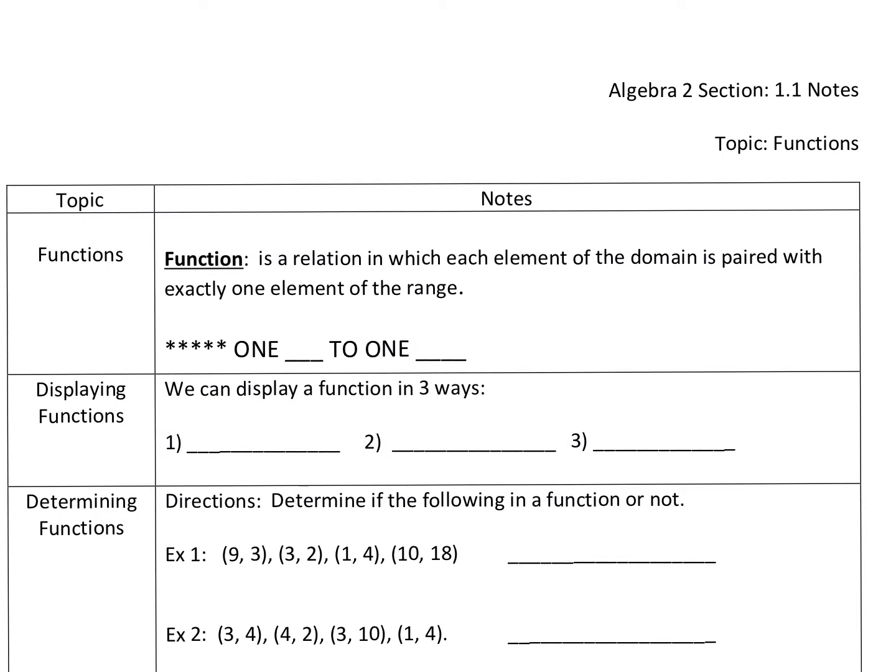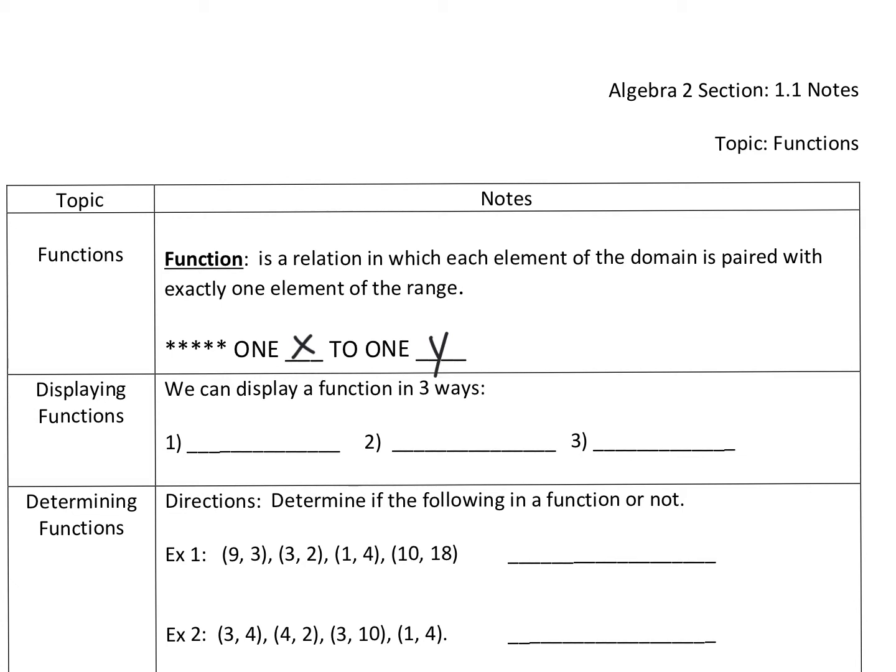So this whole unit is going to be over what we call functions. Raise your hand if you've heard of a function before. Some of us? Okay, cool. So a function is a relation in which each element of the domain is paired with exactly one element of the range. In basic terms, all that means is 1 x to 1 y value. 1 x to 1 y.